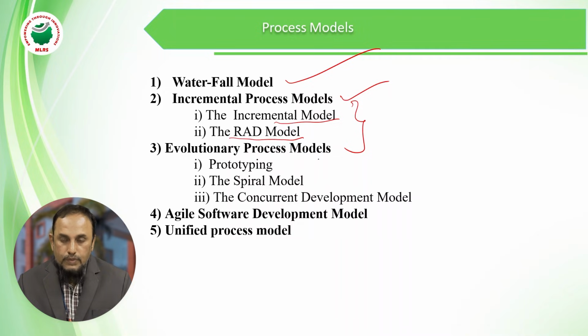The third one is the evolutionary process model. In the evolutionary process model, we are discussing today what the prototyping model is, what the spiral model is, and the concurrent model. So today I will conclude with only the prototype model here, due to time. In the next session, I will take care of the remaining things.